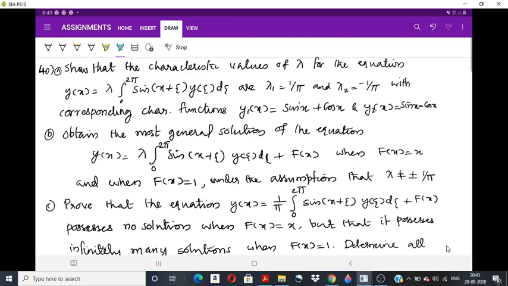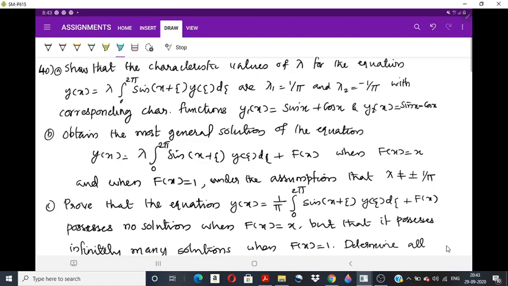Okay, in part B, the problem is to find the most general solution of the non-homogeneous equation of the given form with the same kernel. That is, the kernel is sine of x plus theta, and we have to find the solution when f of x equals x and for f of x equal to 1. And one more, the condition is given that lambda is not equal to plus or minus 1 by pi.